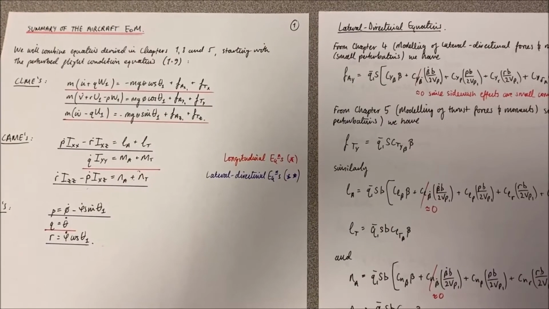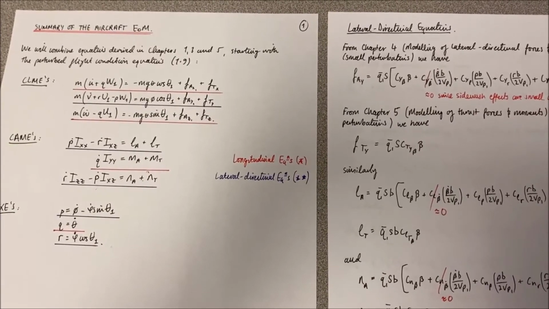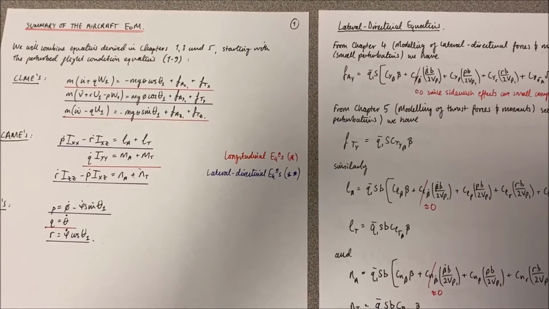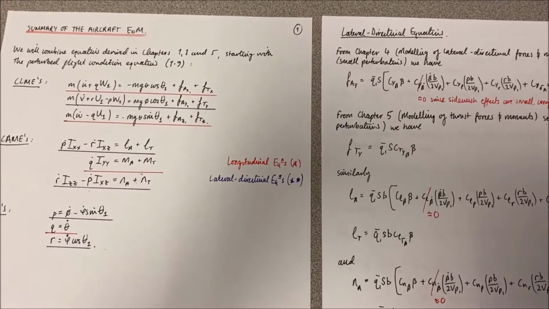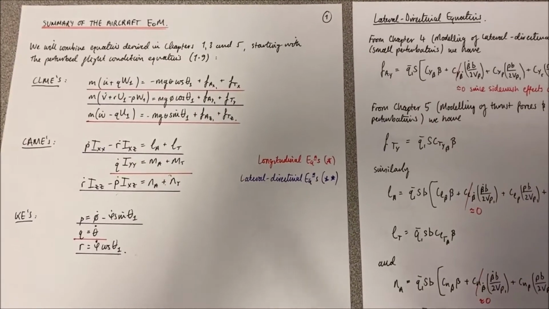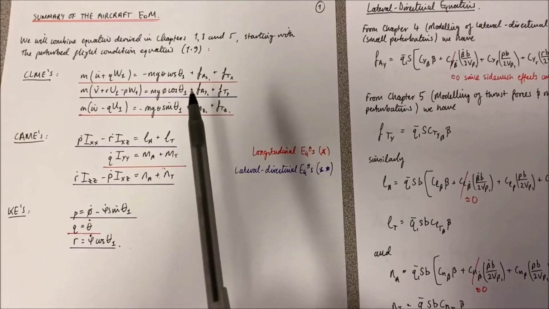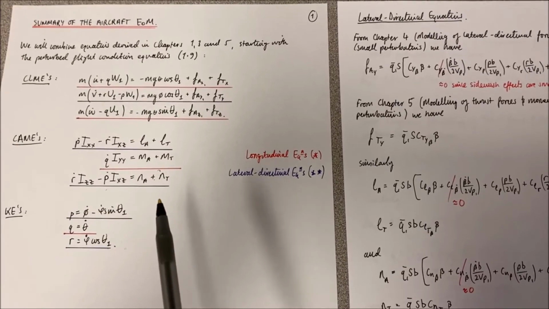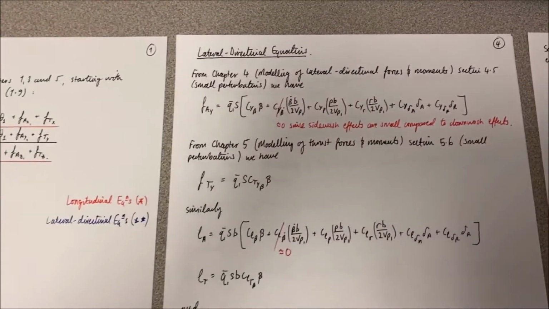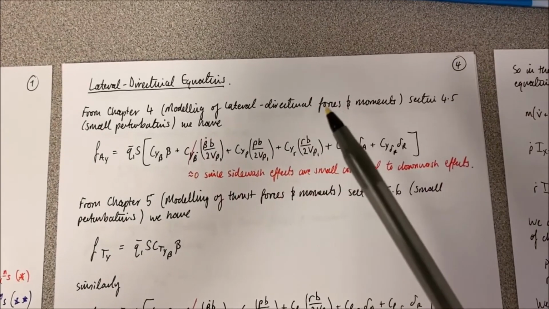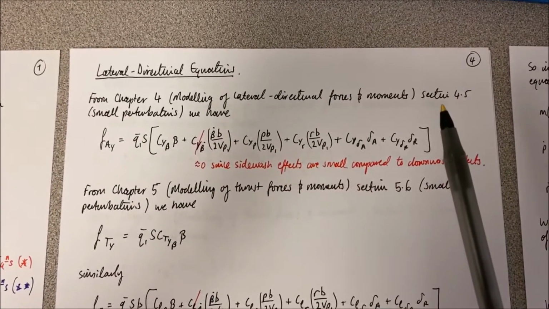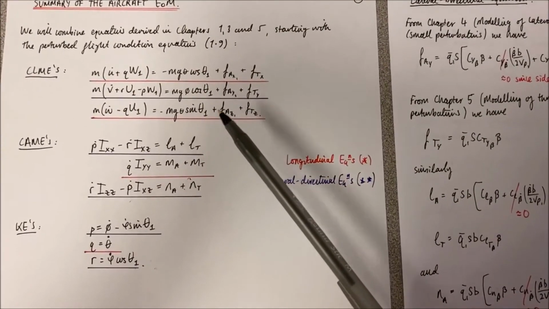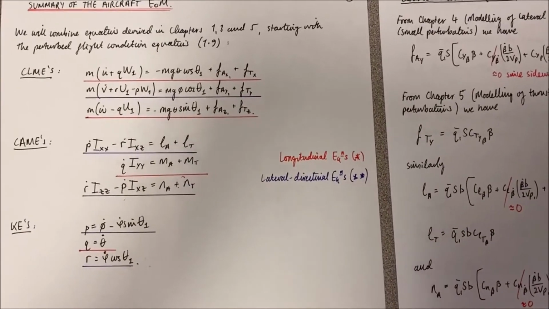So the next thing we need to do is perform exactly the same process on the lateral directional equations to get to the same type of system as we just found for the longitudinal equations. So we're going to look at the lateral directional equations, which are the color-coded blue ones, and perform exactly the same process. We go back into chapter 4 this time, which was when we were modeling the lateral directional forces and moments, in particular section 4.5, where we found expressions for FAY, and we also found expressions for LA and NA.